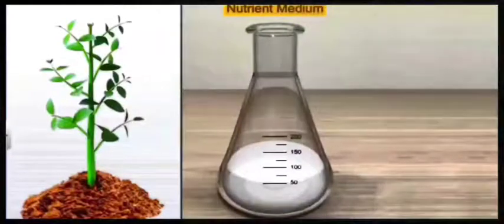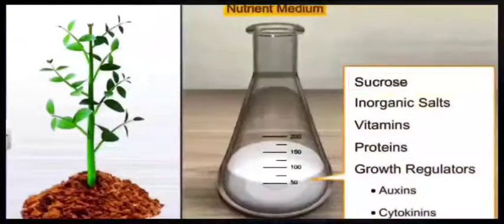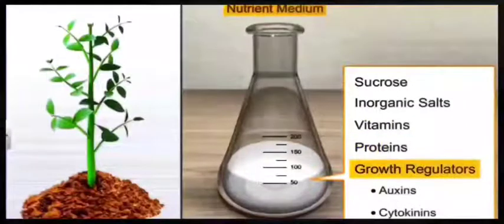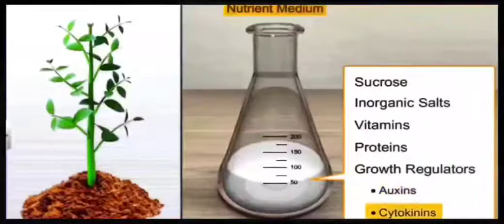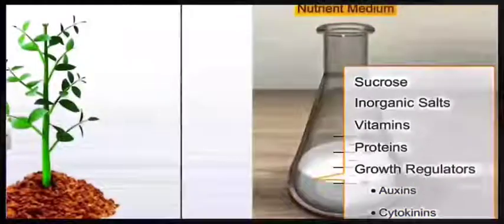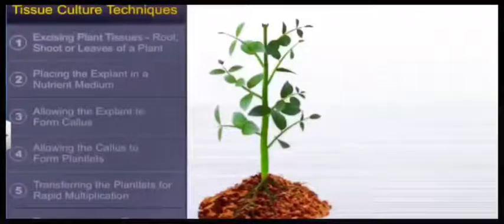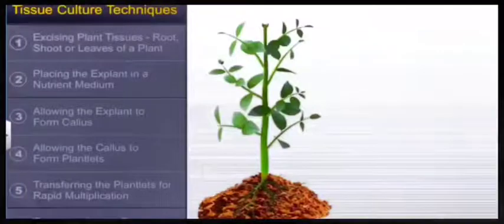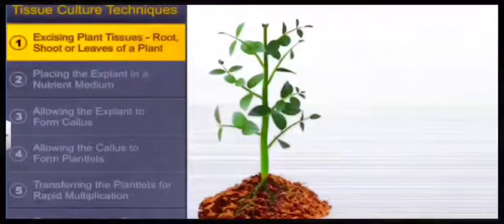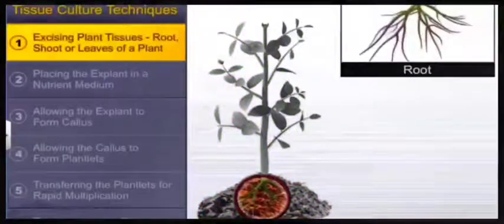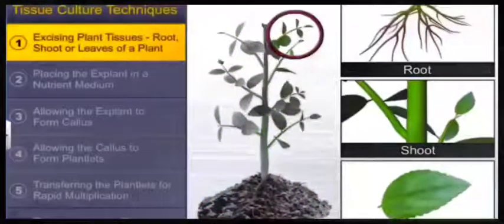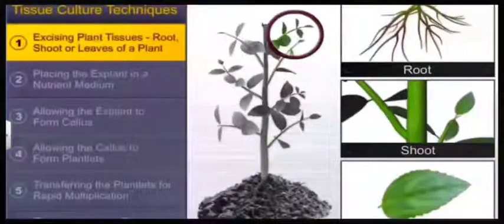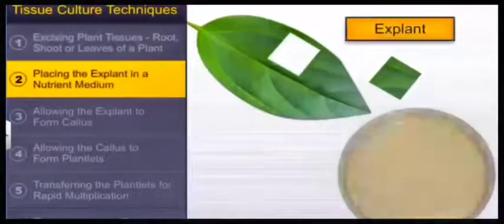For this, we require a special nutrient medium which contains sucrose, inorganic salts, various vitamins, proteins and, most important, growth regulators like auxins and cytokinins. These are the steps for tissue culture techniques. We excise a small part of the plant, which can be any part. It may be a root, a shoot, or even a leaf. And this excised part is called an explant.